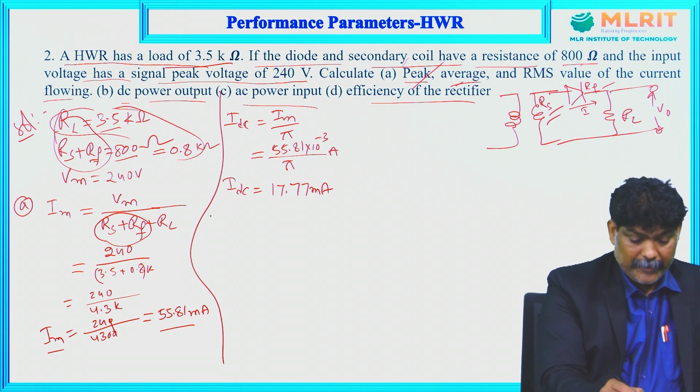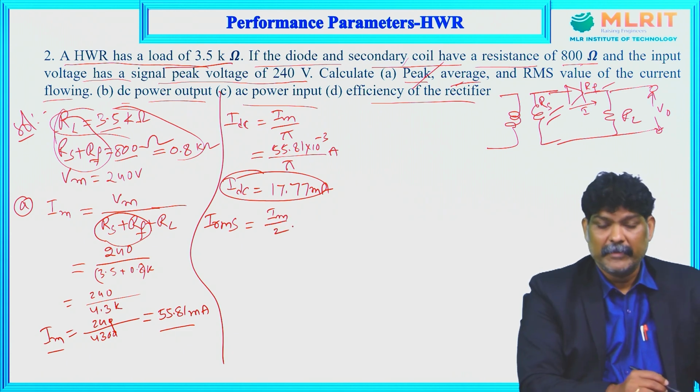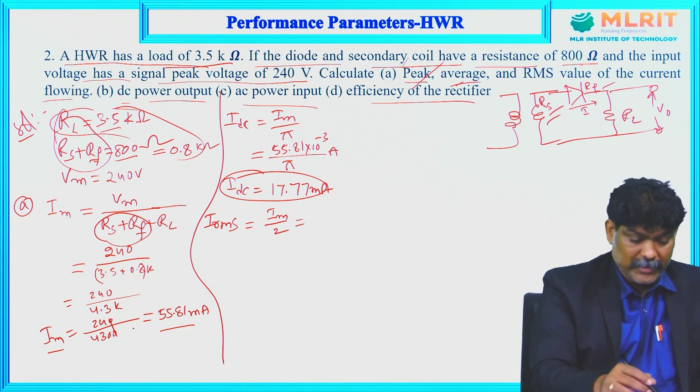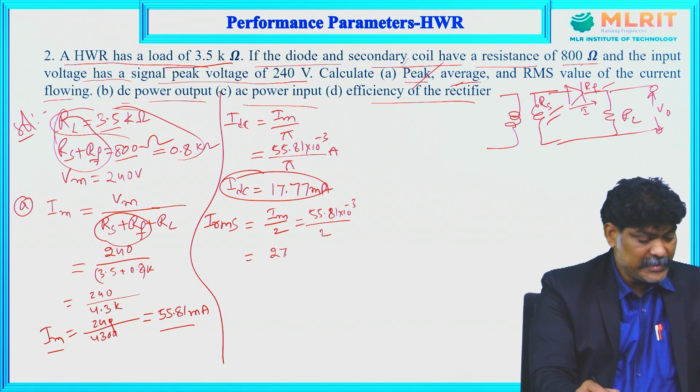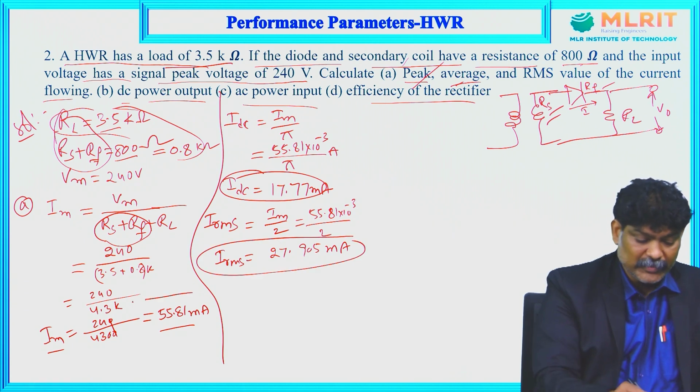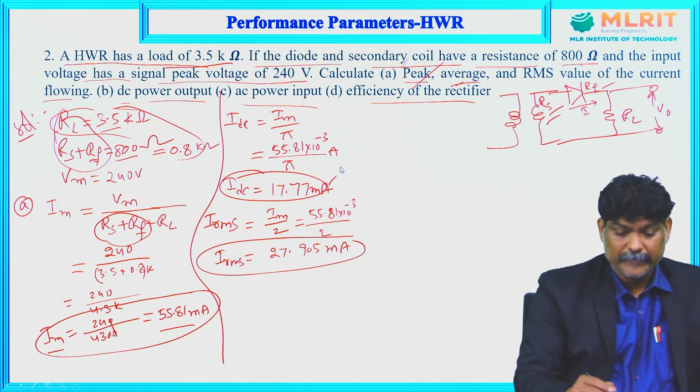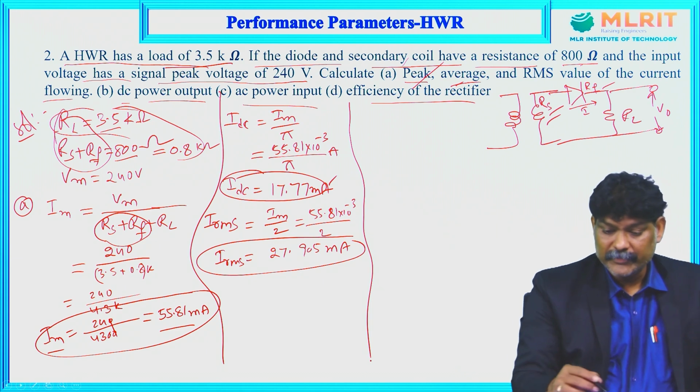And next, RMS. RMS value is equal to, we know, Im by 2, half of the maximum current. So what is maximum current Im? It is 55.81 into 10 power minus 3 upon 2. So that is approximately 27.905 milliamperes. So this is the root mean square current value. So this is Im value and this is this one. Okay. And now what else we have to calculate?